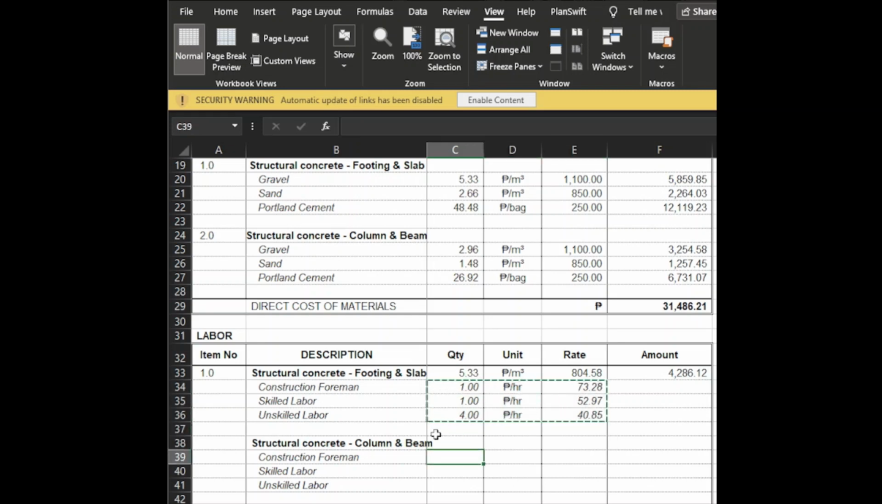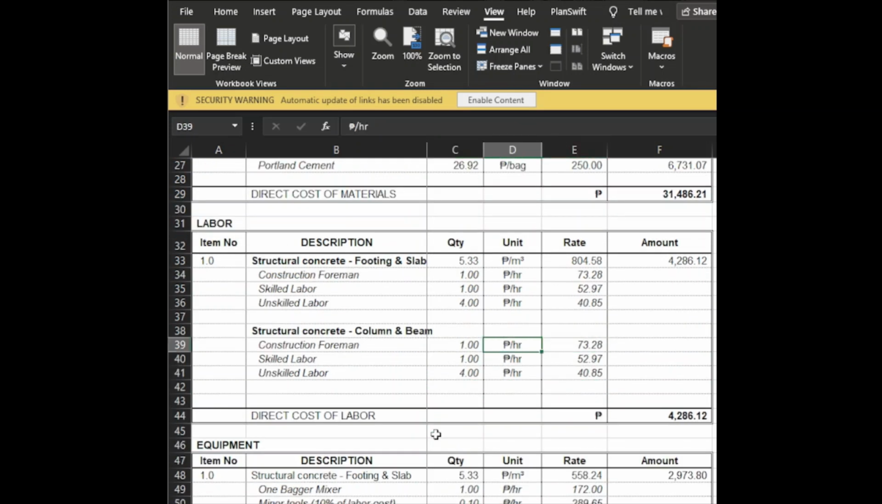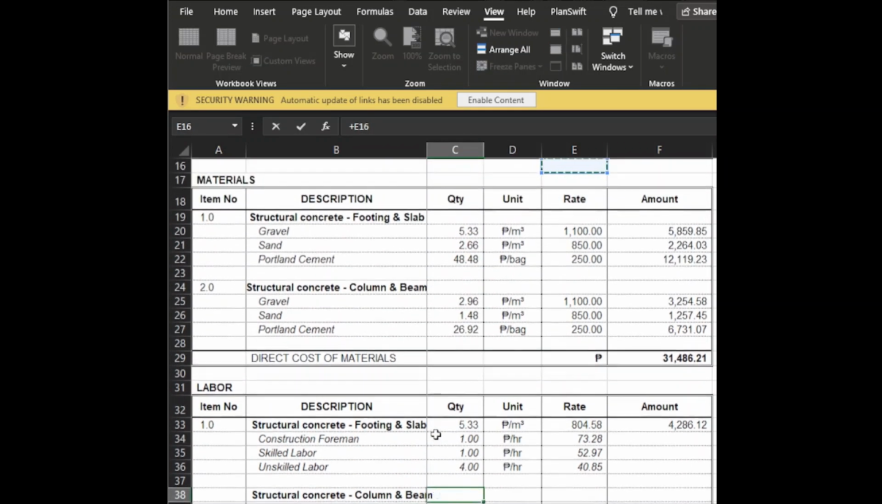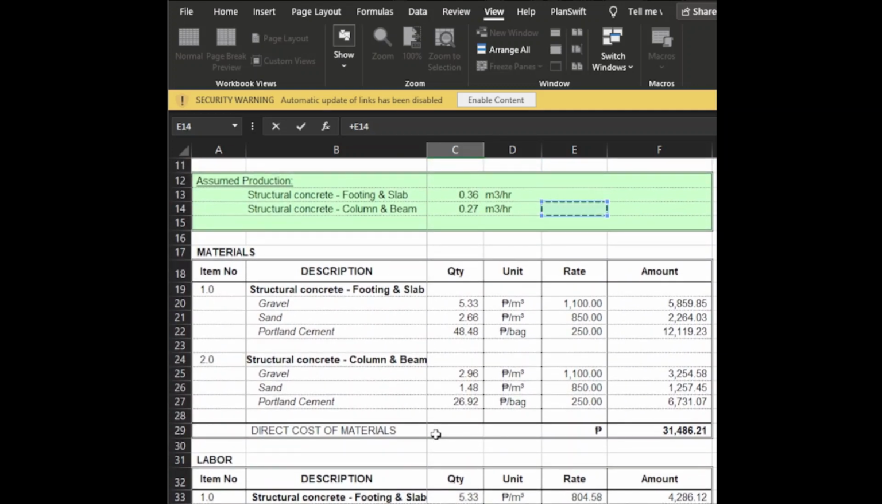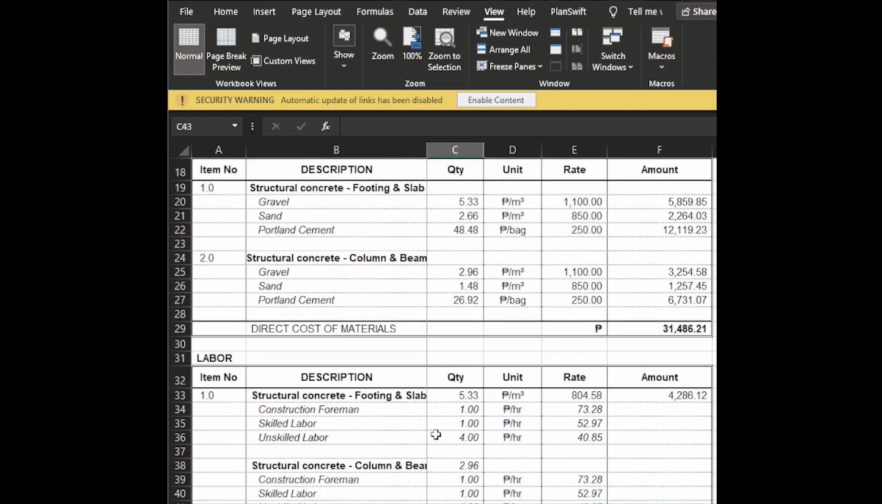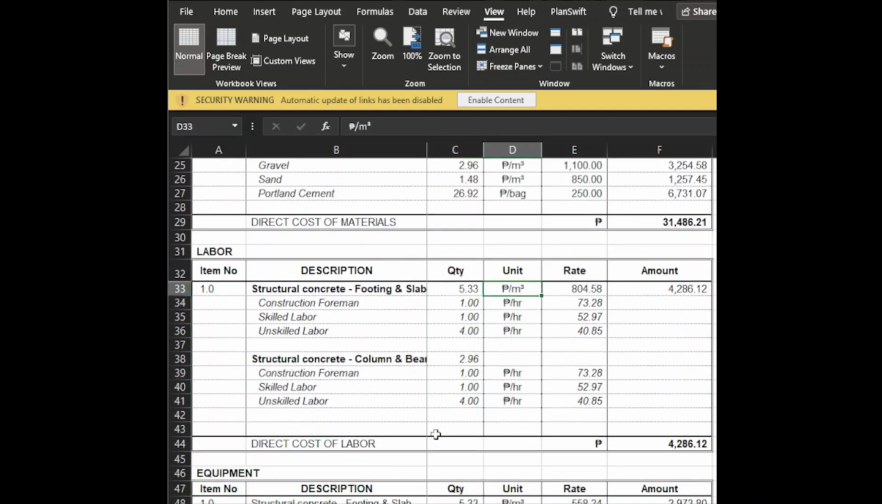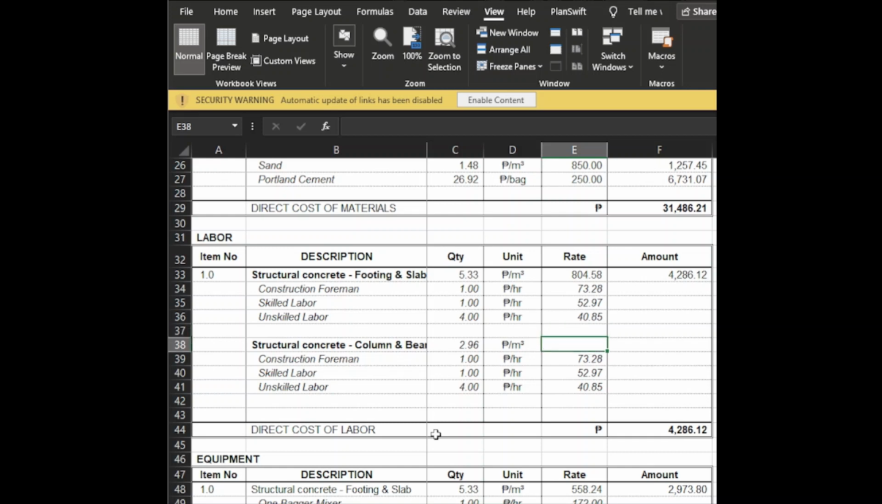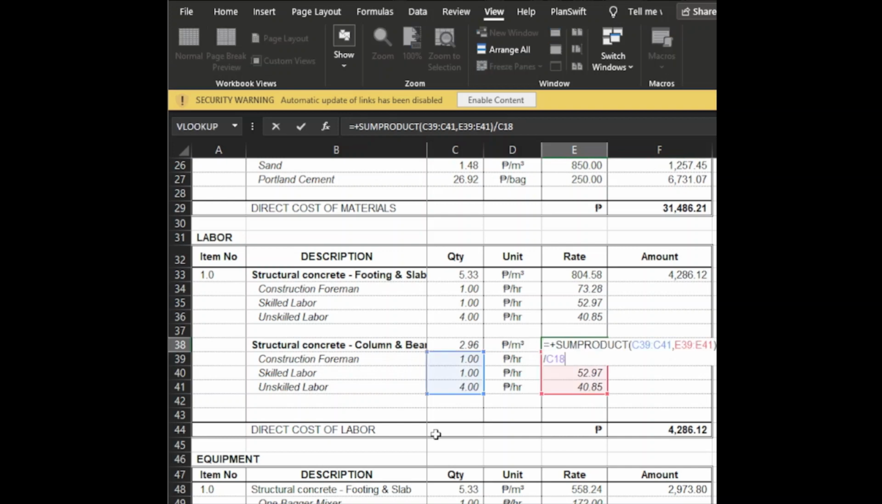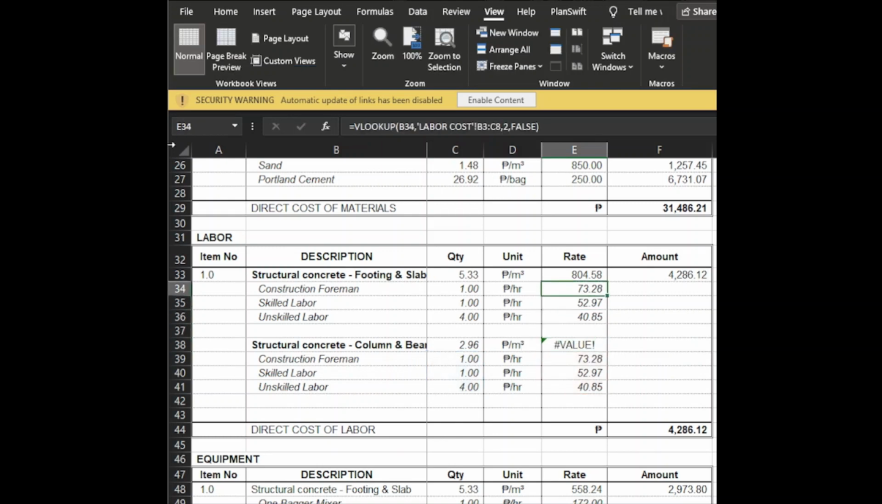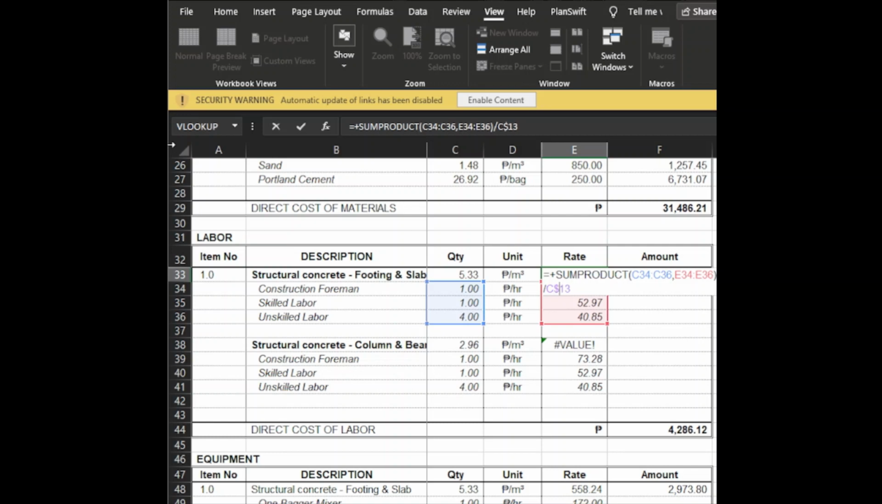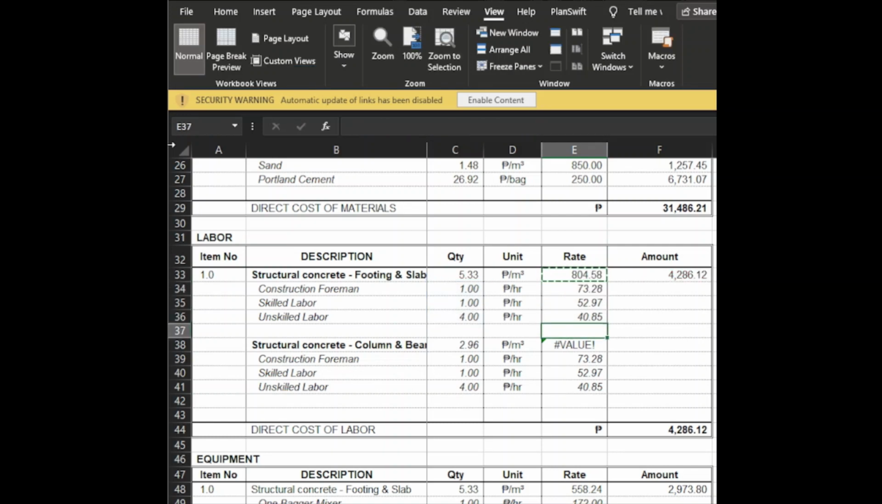Okay, so our quantity is 2.96 per cubic meter for our unit. So our formula, I just copy this one here, guys. Oops, why is it an error? Divide it here so that it will not go down. We will just put a dollar sign so that we can copy it down.